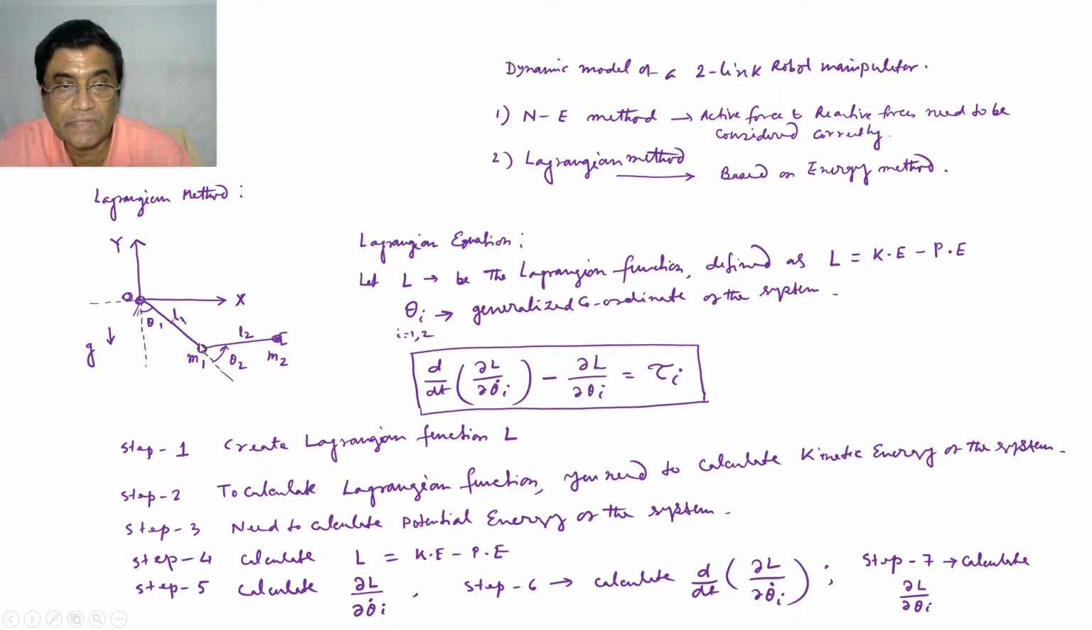And you see, this is my frame of reference. Okay, so this is link 1, of length L1 and having mass M1, and this is link 2 having length L2 and lumped mass M2.